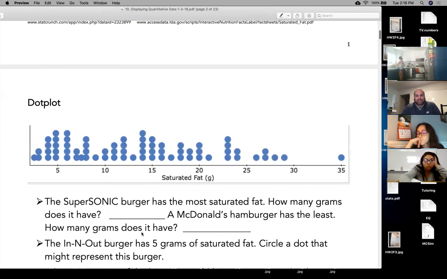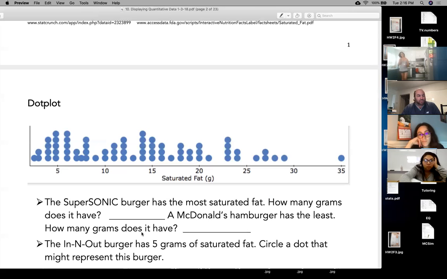The In-N-Out burger has 5 grams of saturated fat. Circle. I have a question. The Sonic burger that had the most saturated fat, did we put 35 because it was at the end? Well, you put 35 because this is the dot that must be represented by the Sonic hamburger. Why can't 5 be represented by that? Because they told me that it's the one with the most saturated fat. Oh, okay. So this dot must be that one.